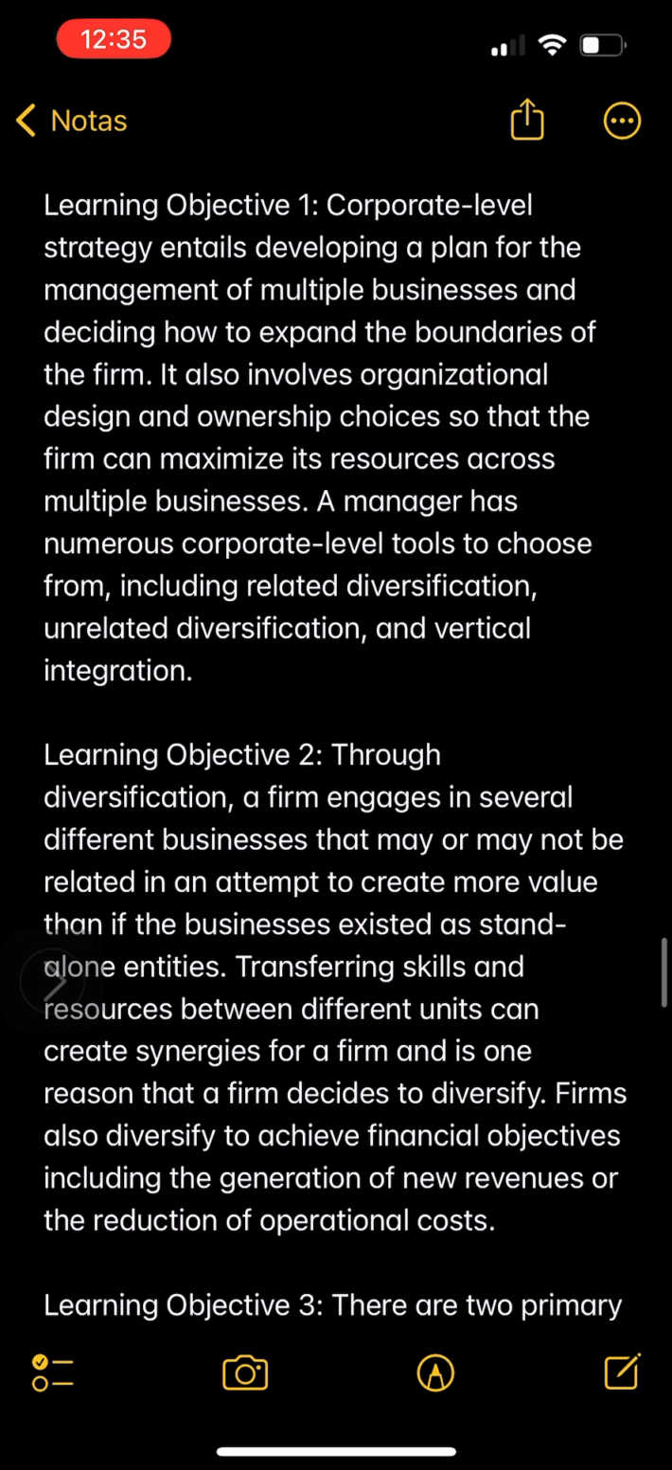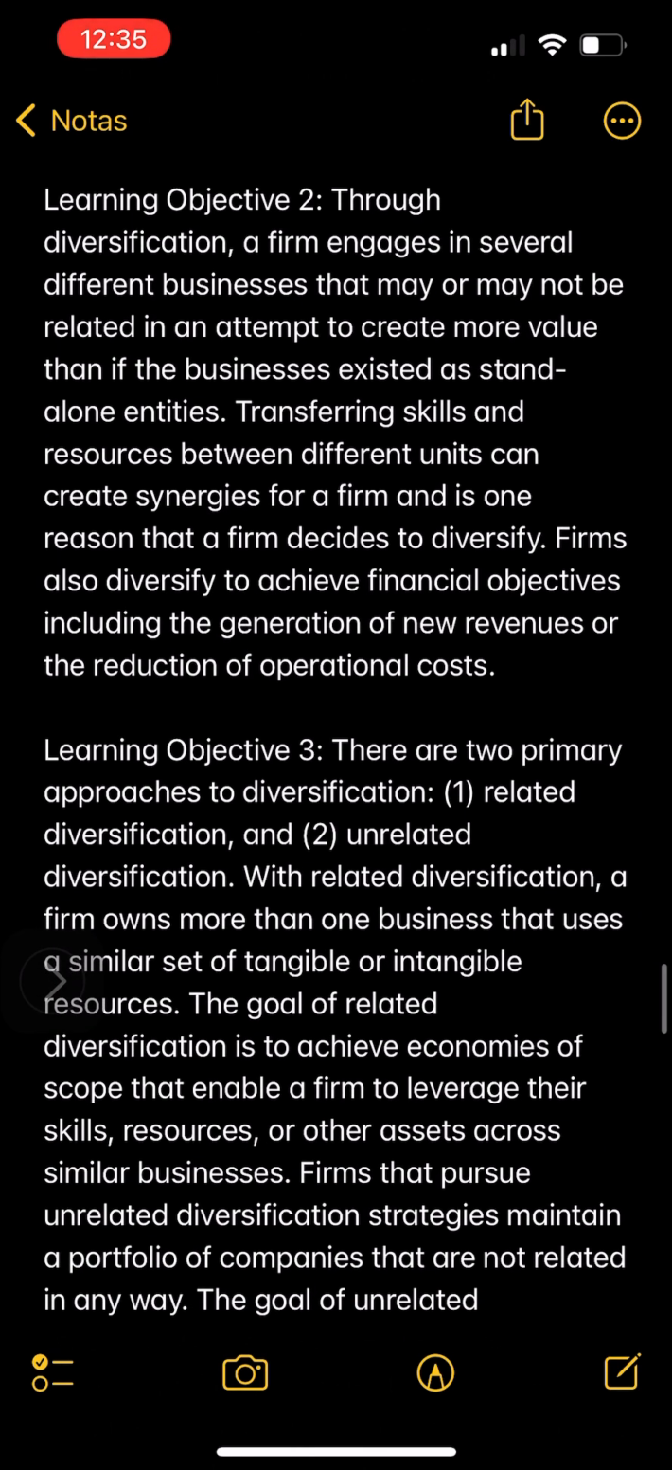Learning objective 2. Through diversification, a firm engages in several different businesses that may or may not be related in an attempt to create more value than if the businesses existed as standalone entities. Transferring skills and resources between different units can create synergies for a firm, and is one reason that a firm decides to diversify. Firms also diversify to achieve financial objectives, including the generation of new revenues or the reduction of operational costs.